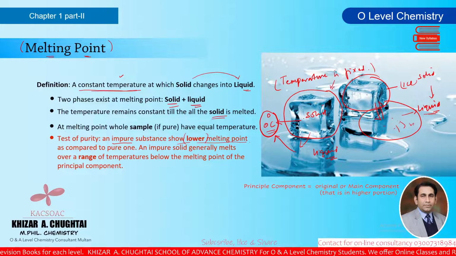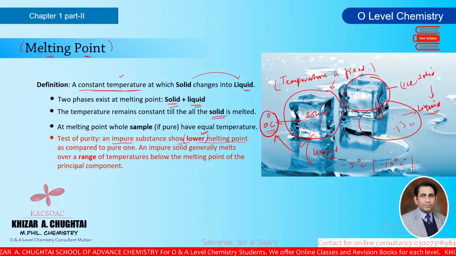For example, in this case, we are going to melt down this ice cube. Suppose this ice cube has dust particles in it, or some salt dissolved in it. Then the expected melting point of this impure ice crystal, this impure solid sample, will be lower. It may be minus 5 degrees Celsius, minus 10 degrees Celsius, minus 14, 15 degrees Celsius and so on. So impurity decreases the melting point, but elevates the boiling point of the substance. The second thing is an impure solid gradually melts over a range of temperature.